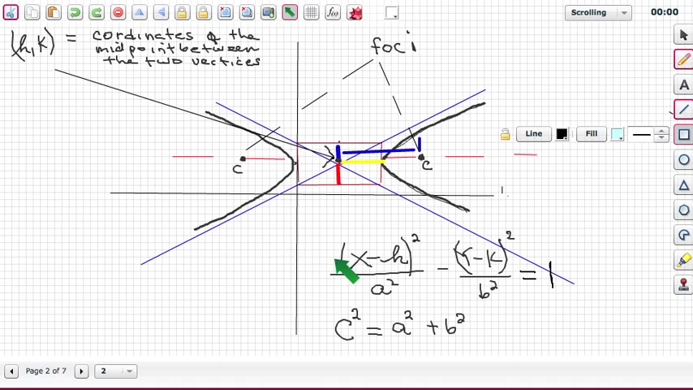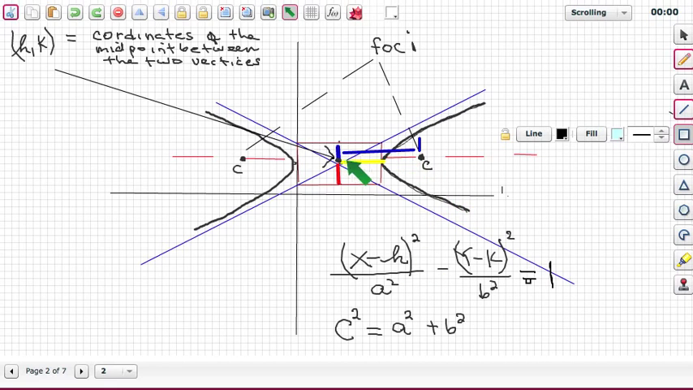The general equation of the hyperbola with the transverse axis along or parallel to the x-axis is (x minus h) squared, and h is the x value of the coordinates of the center, divided by a squared, which is the length from the center to the edge of the rectangular box, minus (y minus k) squared, which is the y value of the center, squared, divided by b squared, which is the distance from the center to the other edge of the rectangular box, and that is all set equal to 1.